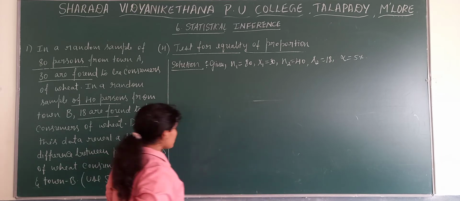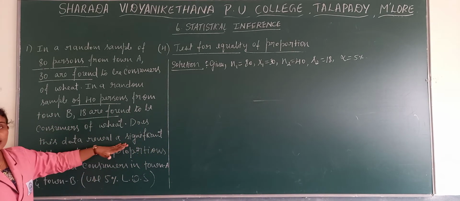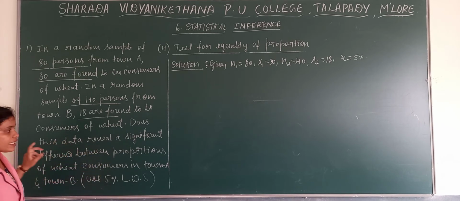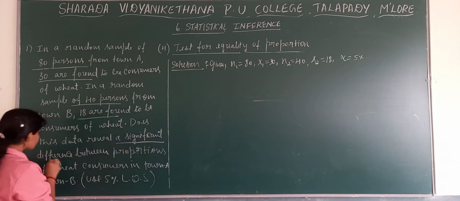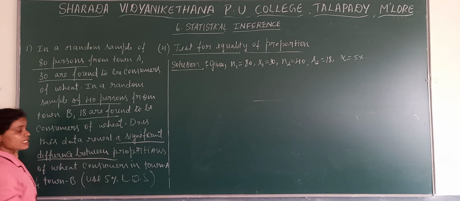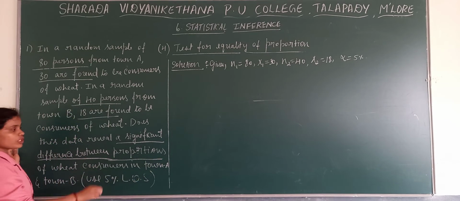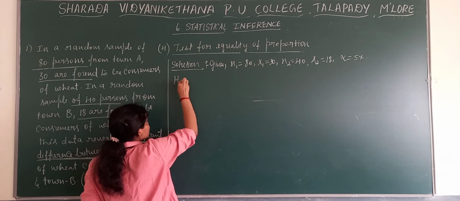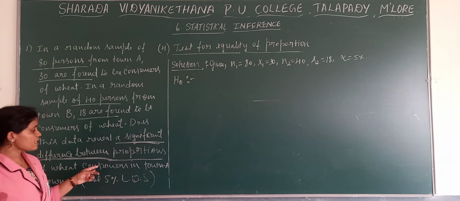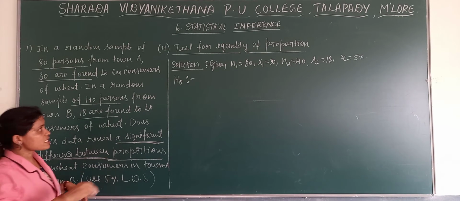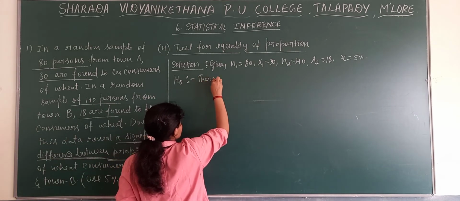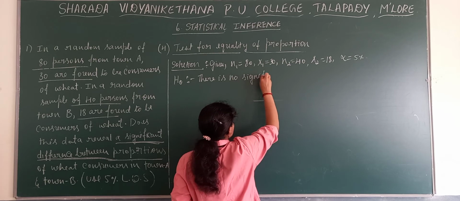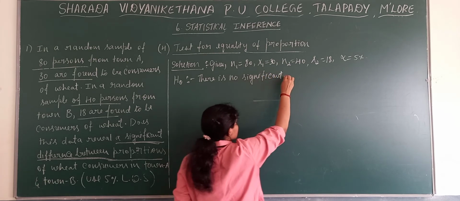If you observe the particular problem, here we cannot find anything like more than or less than. So we can easily make out that it is a two-tailed test. And one more thing, when you need to check about significant difference, it's always a two-tailed test. In case of a two-tailed test with checking of significant difference, your null hypothesis is always: there is no significant difference between the proportions of wheat consumers in town A and town B.